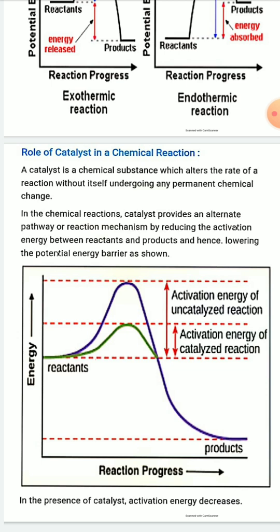So due to presence of catalyst, the activation energy of the reaction decreases. That's why the rate of chemical reaction increases. So what is the role of catalyst in the chemical reaction? The catalyst decreases the activation energy of the chemical reaction, and therefore the rate of chemical reaction increases.